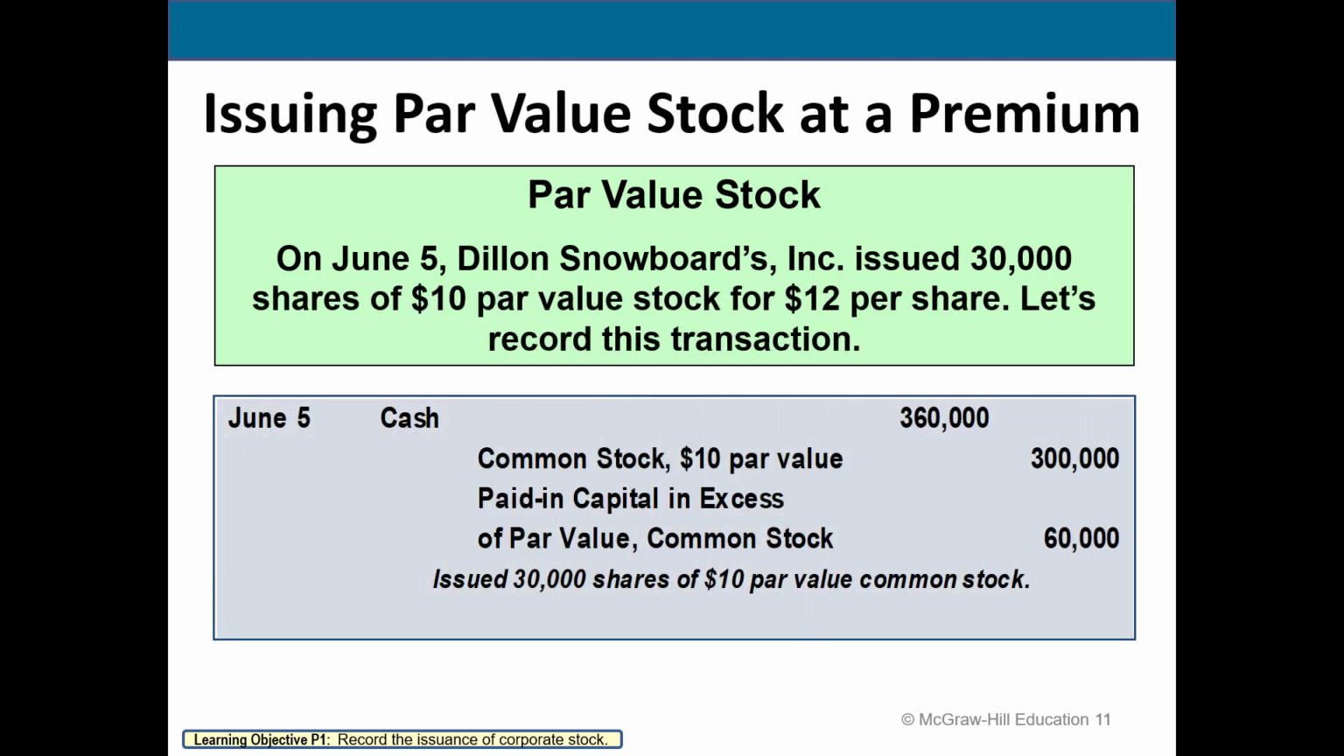This shows an example of selling par value stock at a premium. They sold $10 par value stock for $12 a share, so they received $360,000 in cash. You always credit the common stock par value account for the par value. The difference goes into an account called paid-in capital in excess of par value.